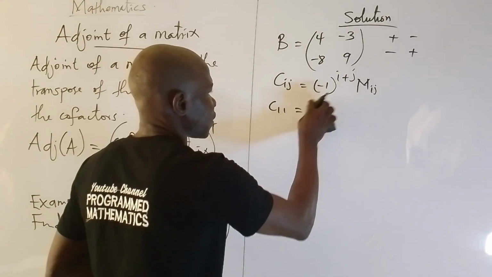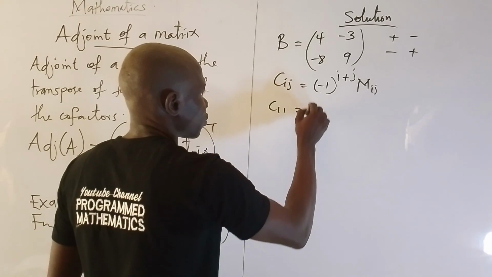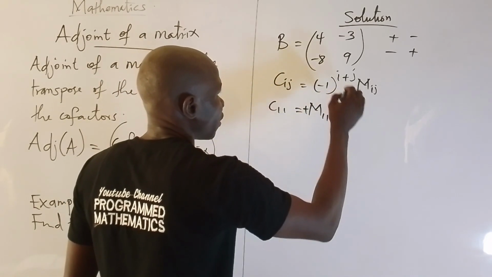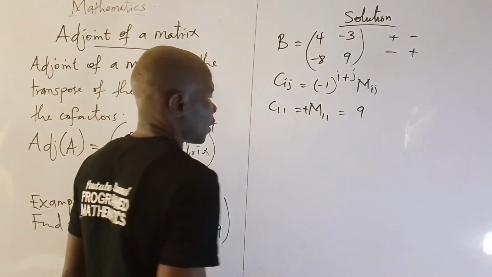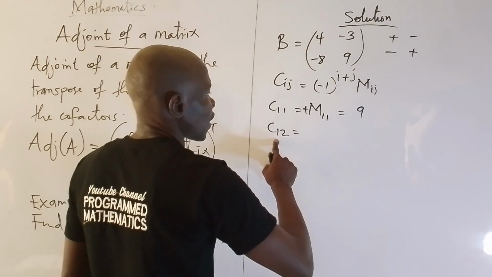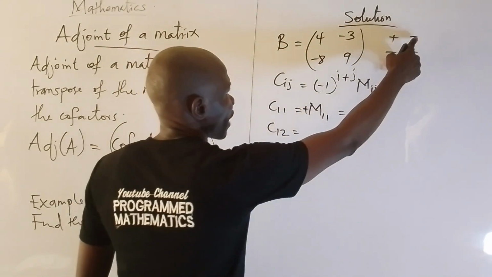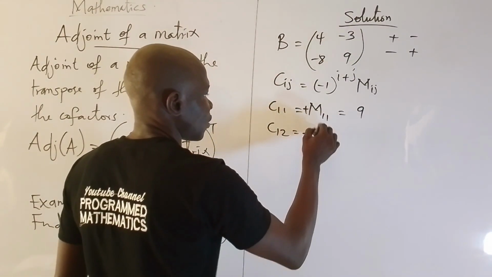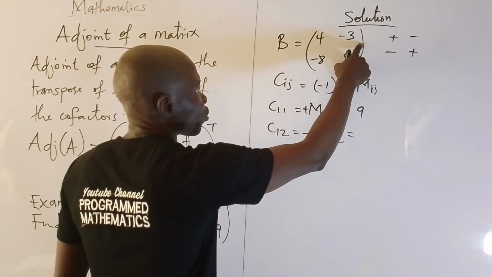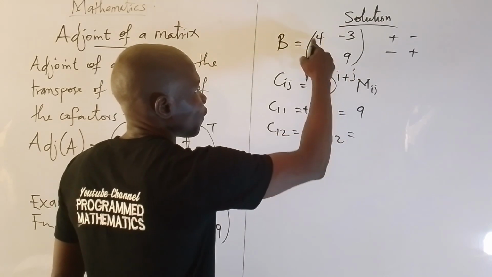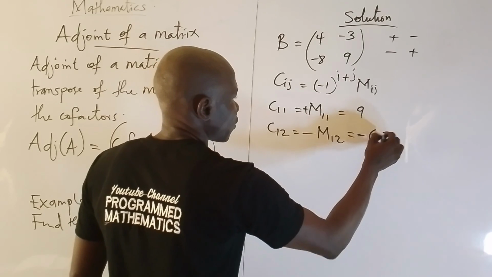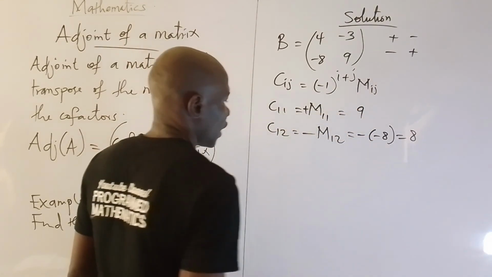So C11 is equal to plus M11, and that is plus 9. Then C12, first row, second column. The sign convention is minus, so this is minus M12. M12 means first row, second column deleted, so we are left with -8. So this is minus of -8, and that is 8.